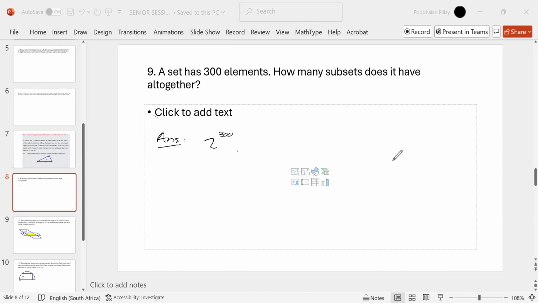Yeah. So if you've got a set having 300 elements, like for instance, a school which has 300 students, then you take any three, or any four, any five, or any 240 students. You take any group, any possible subset, and how many possible subsets have you got? You have 2 to the power of 300.